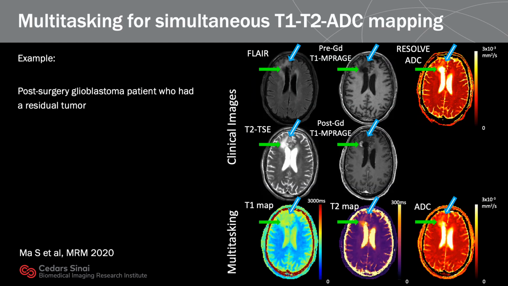This is a post-surgery GBM patient. Top and middle rows are clinical scans, and the bottom row is multitasking T1, T2, ADC maps. Green arrows point to a recurrent tumor, and blue arrows point to surrounding edema. T1, T2, and ADC maps agree very well with the clinical scans.